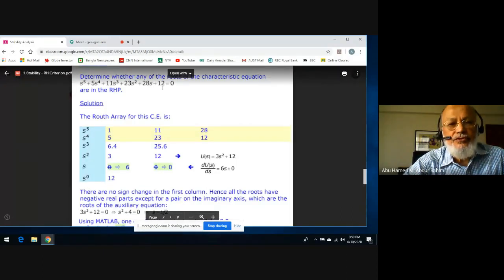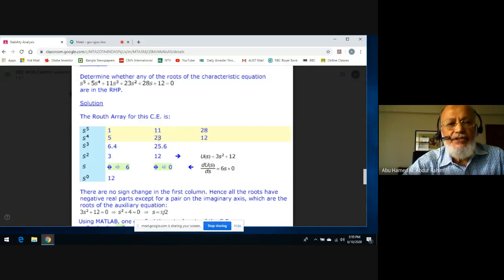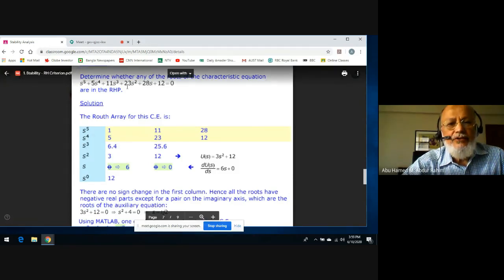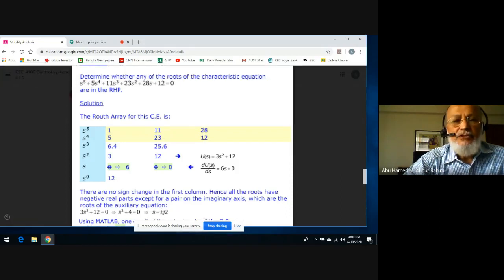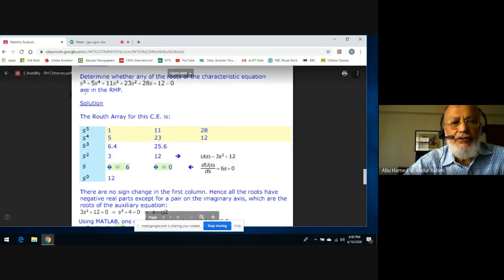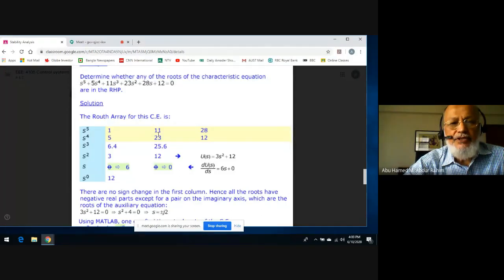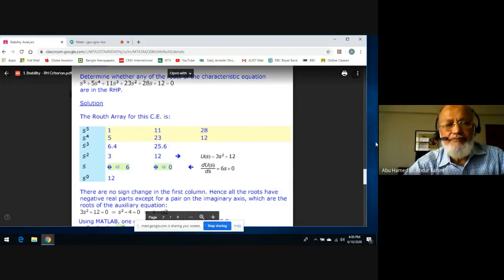And then we make the two rows. 1, 5. Look at 1, 5. 11, 23. So we go there. 11, 23. Then we go 28, 12. So that's the way we do it. Again, take a look. 1, 5. Then go up. 11, 23. Go up 28 and down to 12. Okay. So this is the first two columns made.